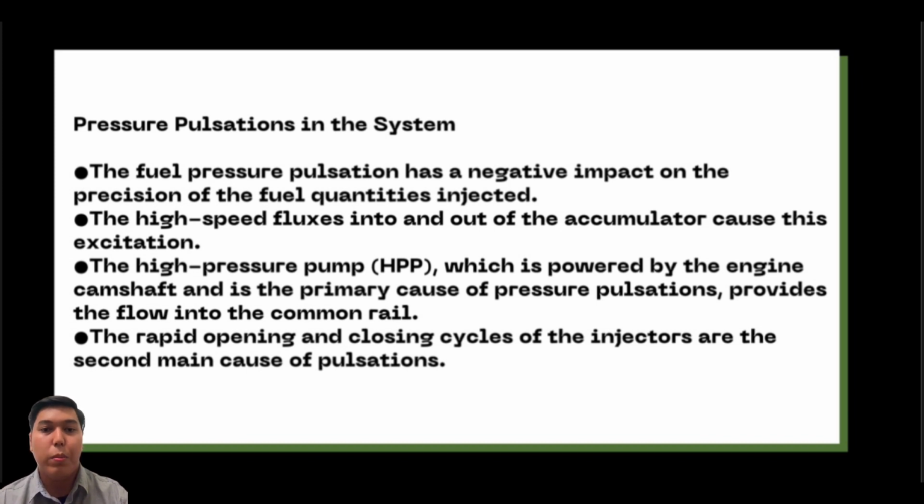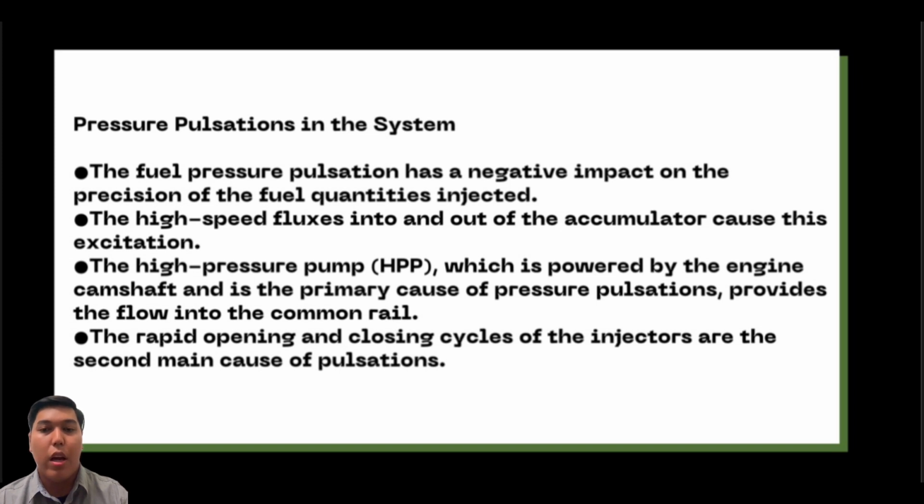Next, pressure pulsation in the system. The fuel pressure pulsation has a negative impact on the precision of the fuel quantities injected. The high speed flows into and out of the accumulator cause this excitation. Next is controlling the rail pressure.